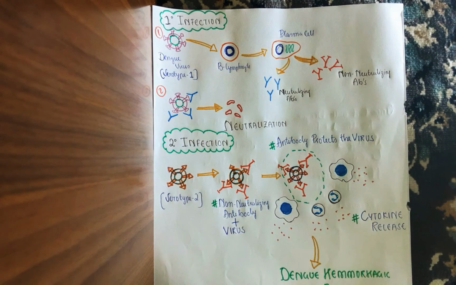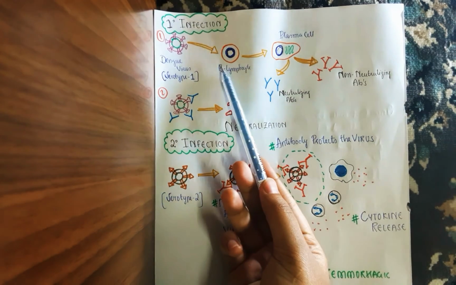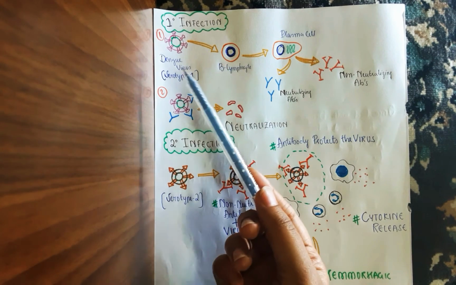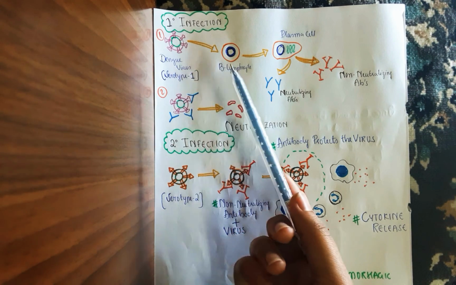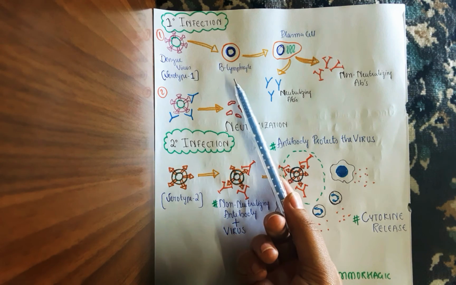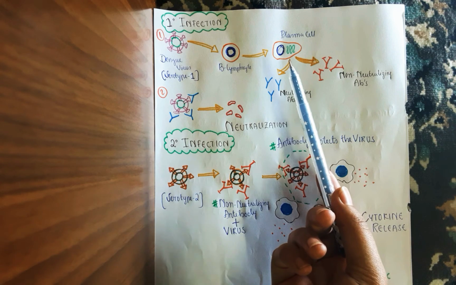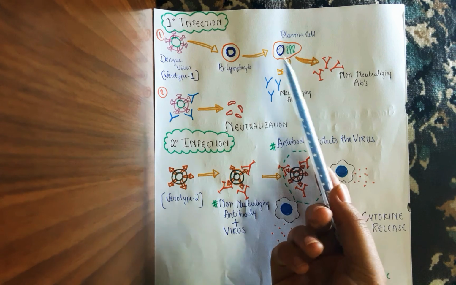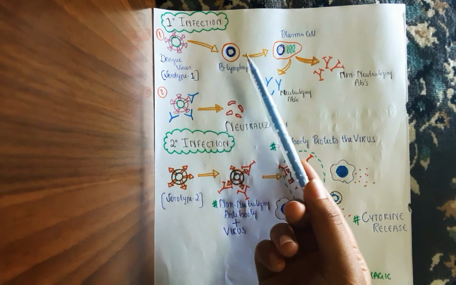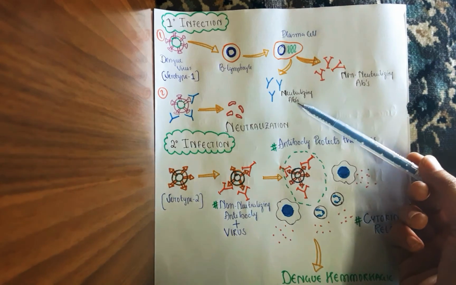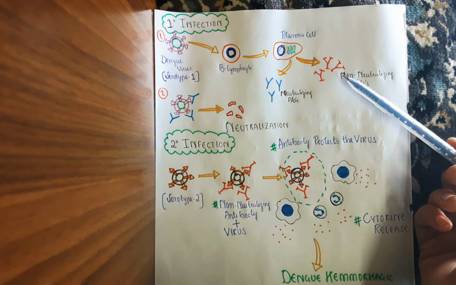Let's see primary infection. During primary infection, that is the first exposure, the dengue virus enters the body, and like any other virus or bacteria, it induces the immune system. So even here the dengue virus activates the B lymphocytes. This B lymphocyte will then differentiate into plasma cells, and as we know, the function of plasma cells is to produce antibodies. So the dengue virus induces the plasma cells to produce two kinds of antibodies, that is neutralizing antibodies and non-neutralizing antibodies.